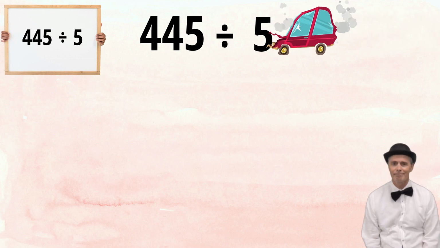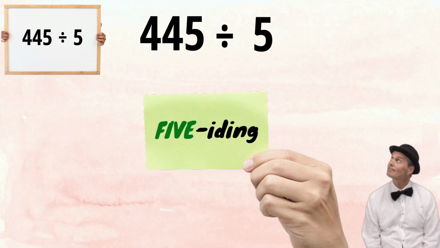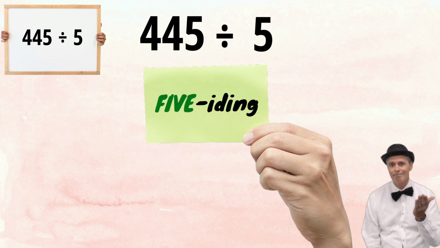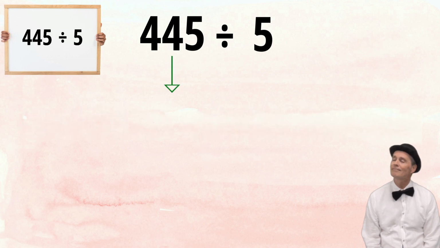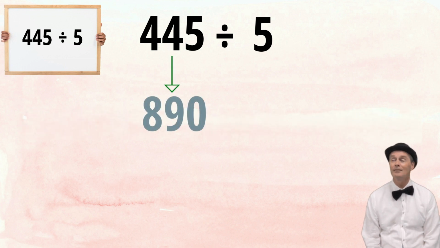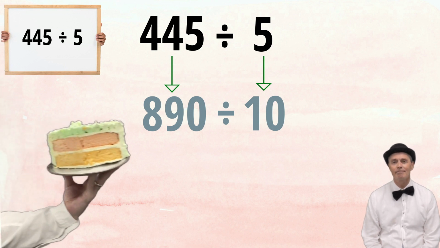But don't worry, help is on its way in the form of a strategy I call FIVE-IDING. The secret is to double both sides before you divide. Double 445 is 890, and double 5 is 10. That looks a lot better. 890 divided by 10 is a piece of cake.